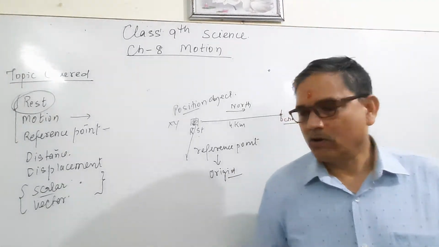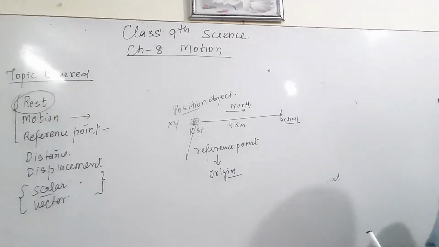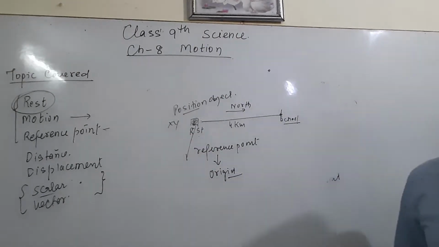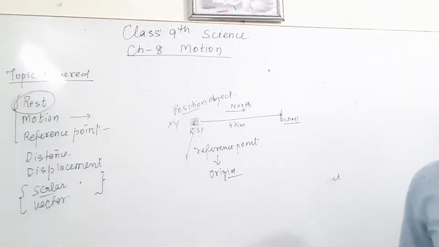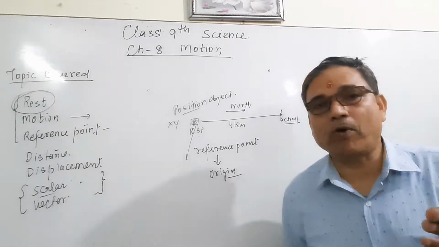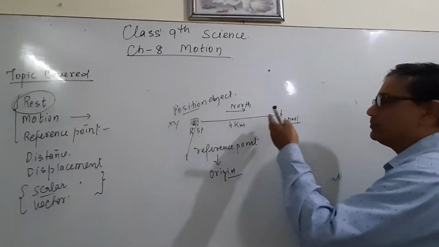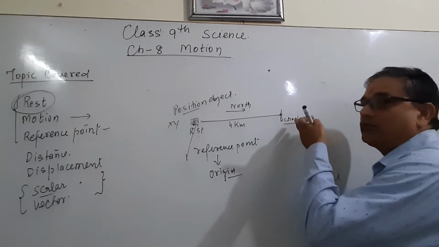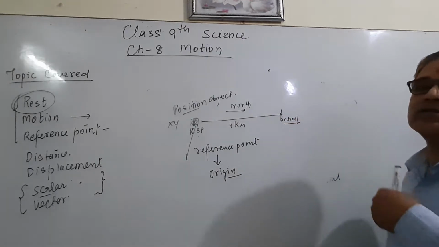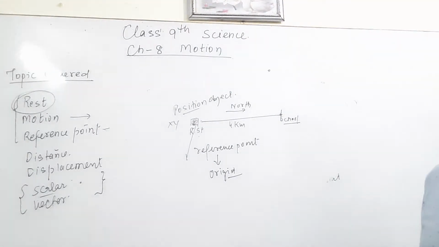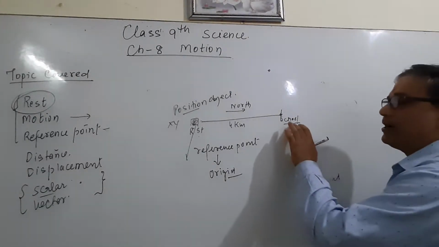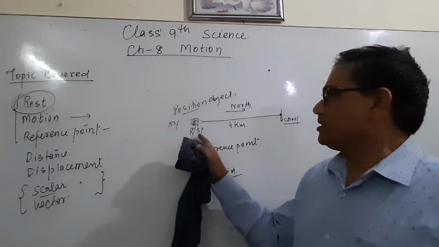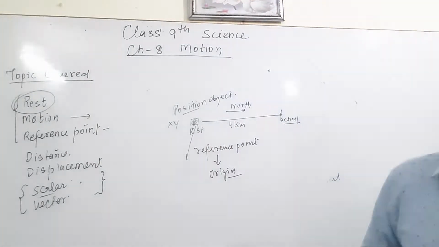This is known as origin. And the reference point is also known as the starting point, or we can say the initial point. And the last point where we have to reach, where we have to go, is known as the terminal point or final point. This is the final point or terminal point, and this is the reference point, the initial point. Is it clear?